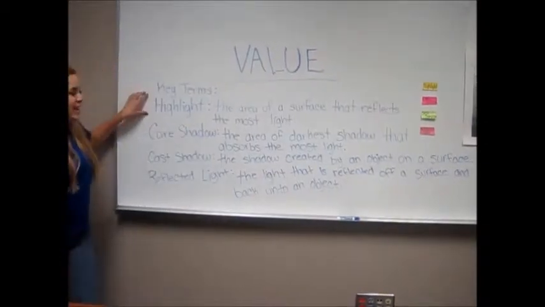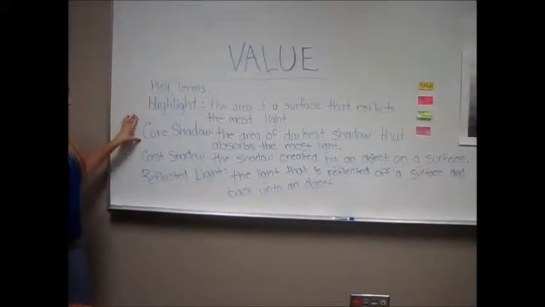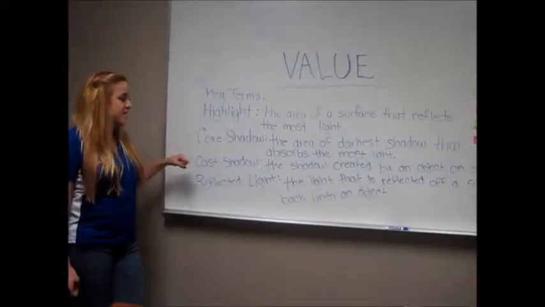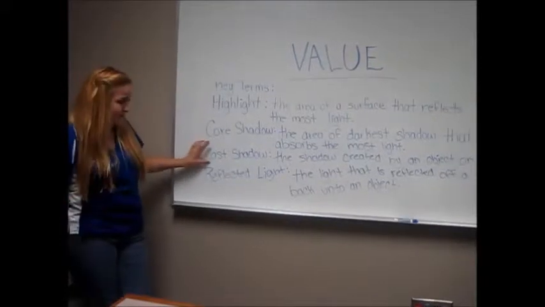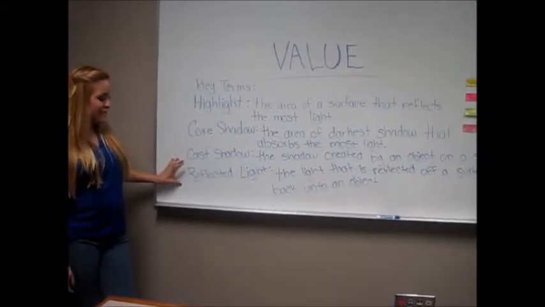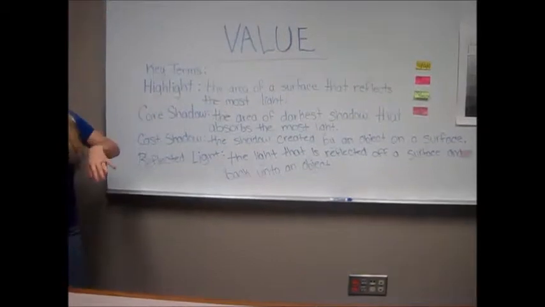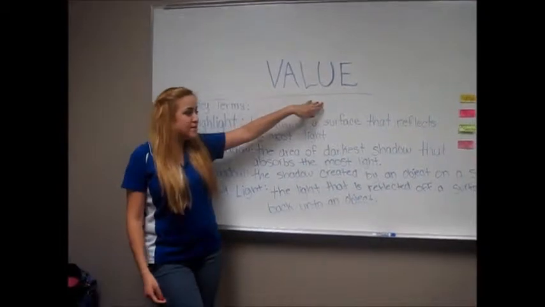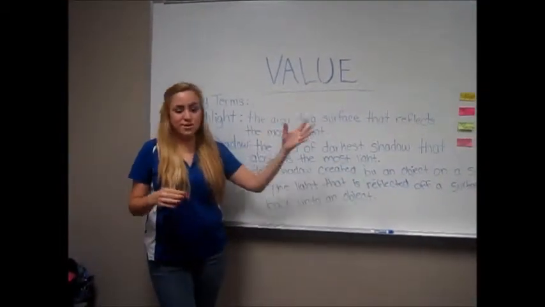So first, there's highlight, which is the area of the surface that reflects the most light. Core shadow, which is the area of darkest shadow that absorbs the most light. So this is where you're going to get your blacks and your darker gray areas. Cast shadow is the shadow created by an object on a surface. And reflected light, which is the light that is reflected off the surface and back onto the object. So you're probably thinking, what are all these for? Value we use in art to make normal forms and shapes into 3-dimensional objects.